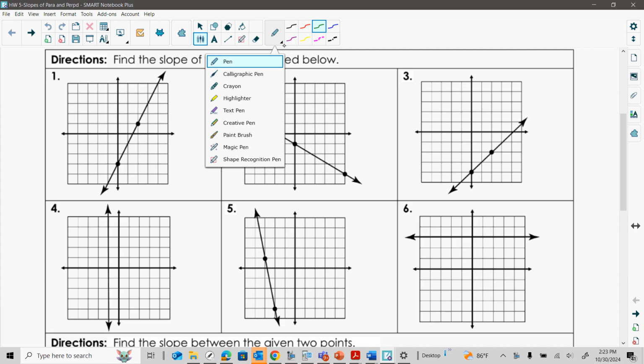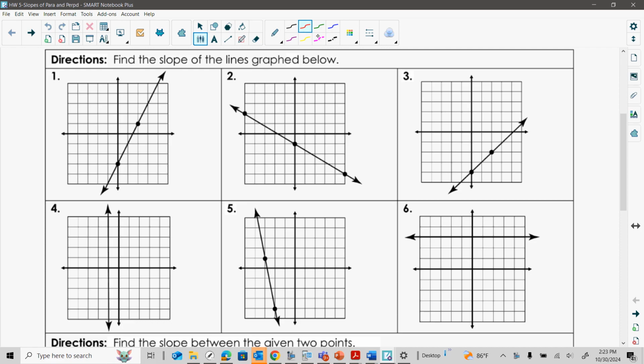Now, in this first section, on 1 through 6, they have given you the graph. In order to find the slope, this is when we're going to count our rise over run. So we need to have 2 points on the line. If you look here on number 1, I read our graphs left to right. So this is the first point, I'm going to label that A, and this is my second point, that's going to be B. So I'm going to count from A to B.